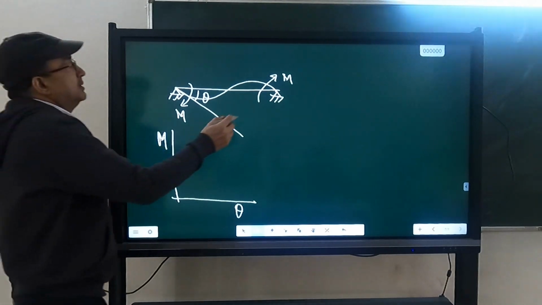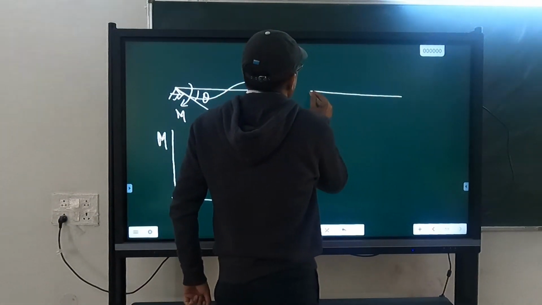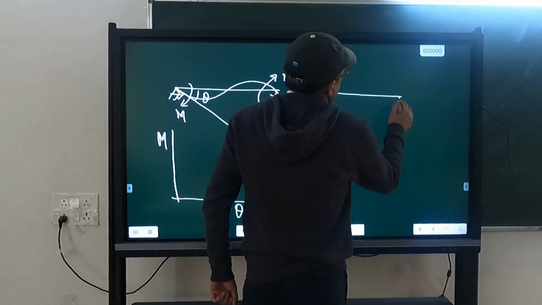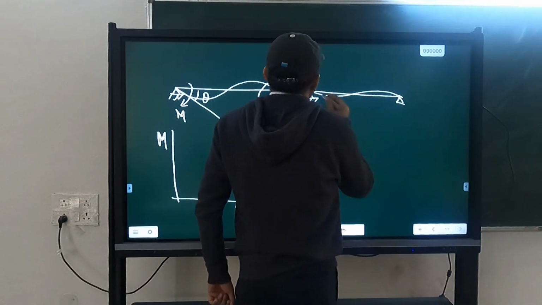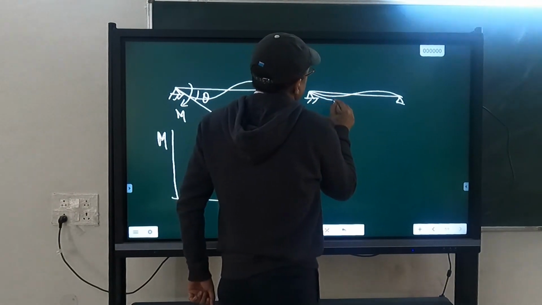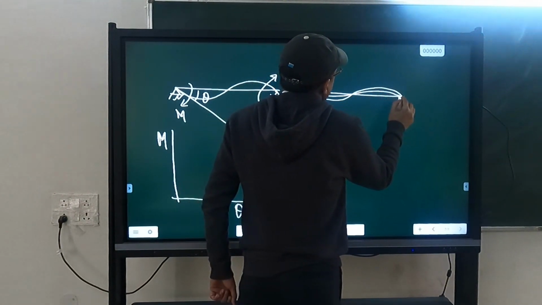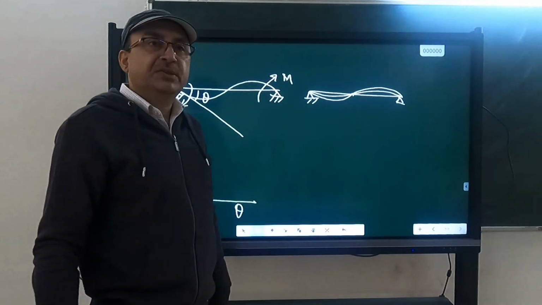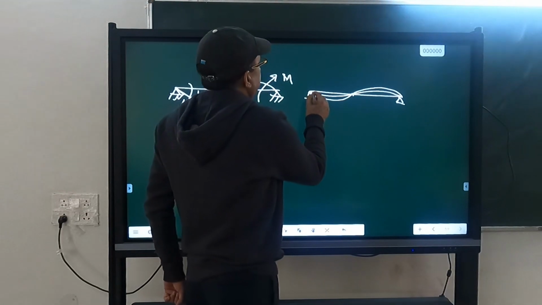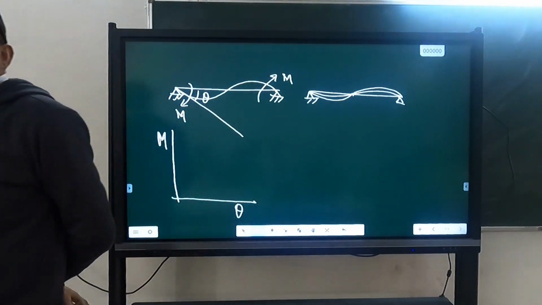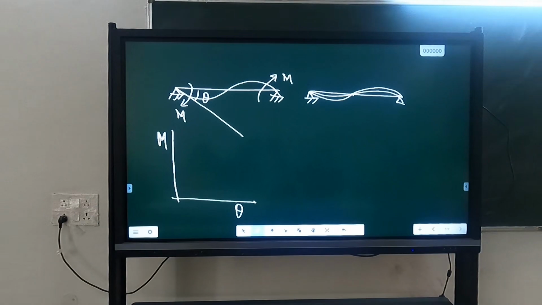So what will happen? Initially it is straight, then I apply a small moment here, and then I am increasing the moment. You can see that the point of contraflexure will remain the same. Now suppose it has reached My. What will happen after that? Yielding has occurred. Then what is going to happen in this case?